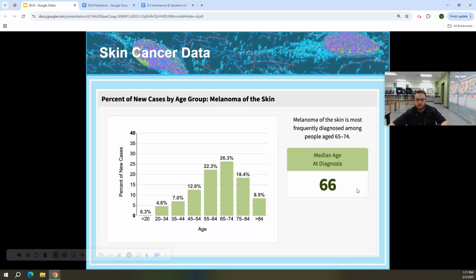So median is different than average, right? Average would be the average of all the numbers. You add them all up, divide by the total, get your average. Median is just saying this is the midline. So half of people are older, half of people are younger, and our median is 66.